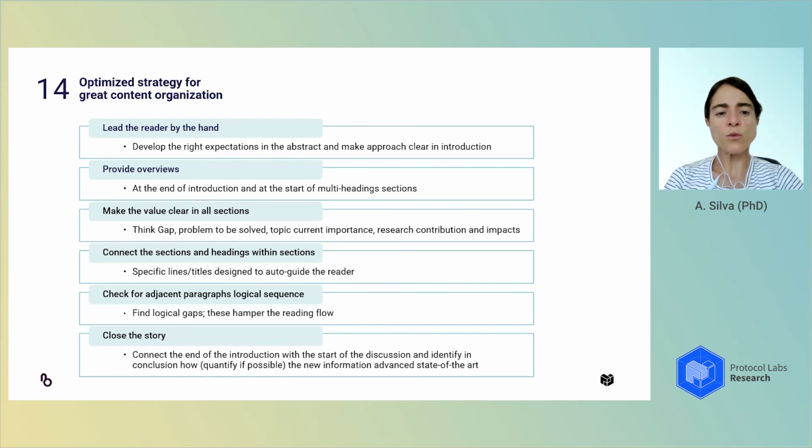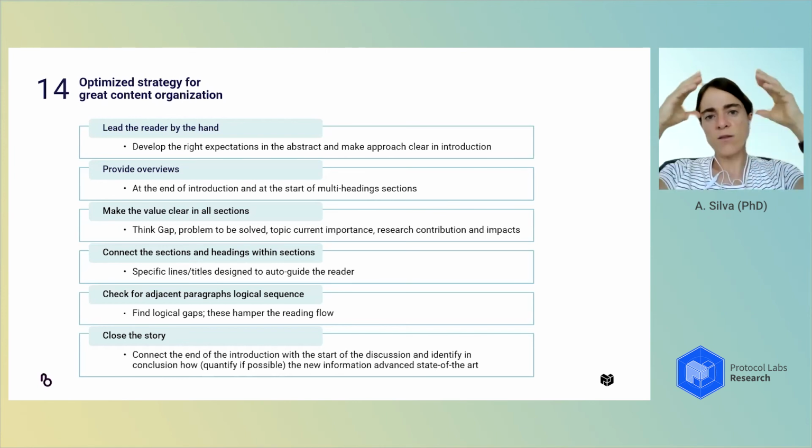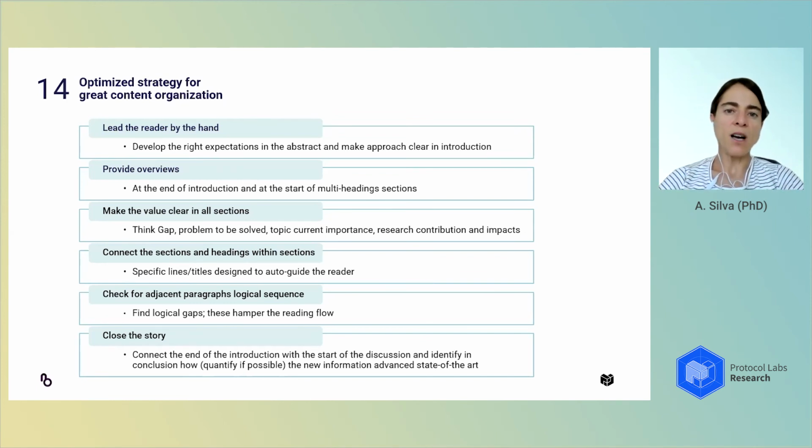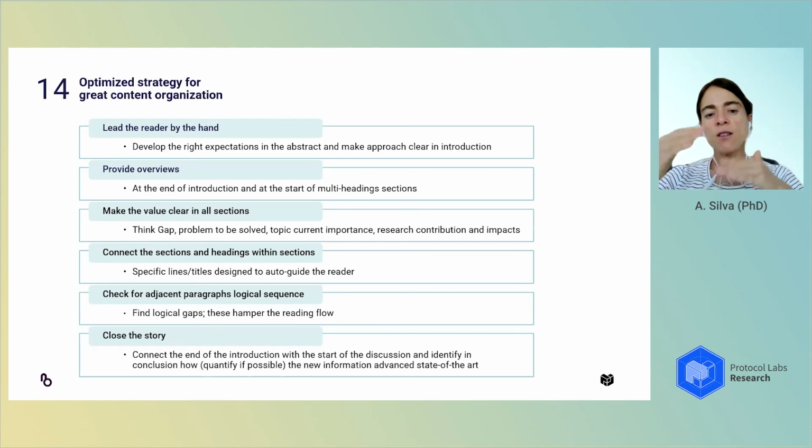And then, of course, we talked about connecting the sections in terms of start, middle, and end, open and closure of the story. And then the heading titles should enable the reader to self-guide as they go in terms of understanding the structure of the manuscript. Normally, it's between adjacent paragraphs that we might create logical gaps. So go there to see if there's a reading flow happening.